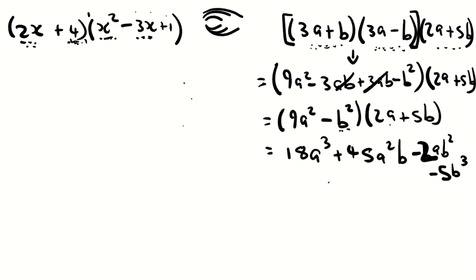Now let's check if this is correct again. 9a squared multiplied by 2a is going to be 18a cubed. 9a squared multiplied by 5b is going to be 45a squared b, and negative b squared multiplied by 2a is going to be negative 2ab squared, and negative b squared multiplied by 5b is going to be negative 5b cubed. So everything is correct here.